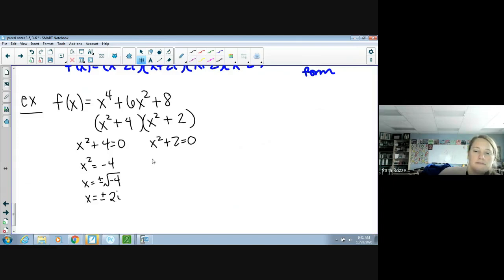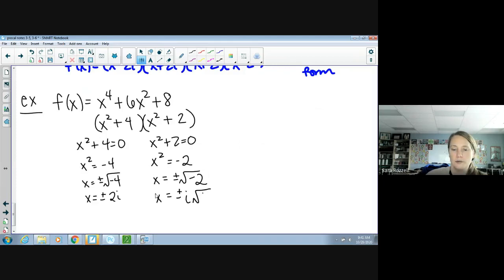Now the 2 side, x squared equals negative 2 because I subtracted it. Take the square root. So x is plus or minus the square root of negative 2. Is 2 a perfect square? No, so it's got to stay inside of the square root, but the negative is going to pop out as an i. So our answer is going to be plus or minus i root 2. We don't leave the negative underneath the square root sign.